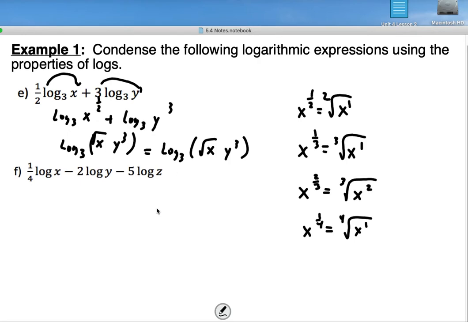All right, so then let's look there at letter F. Again, put your powers back in first. So we end up here with log of x to the 1/4 minus log of y to the 2nd minus log of z to the 5th. So let's put this together as a single log. X to the 1/4 is the 4th root of x. Maybe I'll write that one more time.